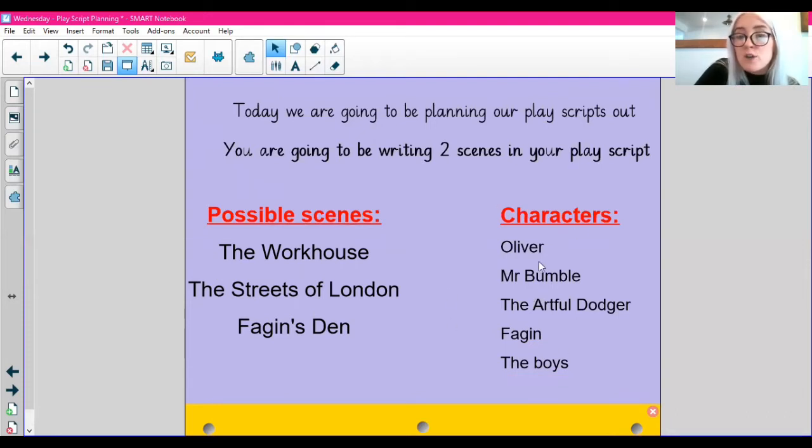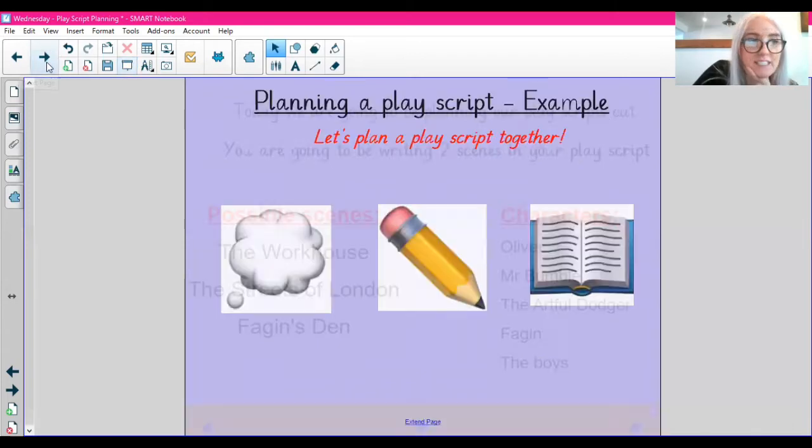Some of the characters you might have in your scenes might be Oliver, Mr. Bumble, the Artful Dodger, Fagin, and the boys. Obviously, depending on what scene it is, will depend on what characters you have. So I'm going to be doing an example play script, choosing some scenes, and then you're going to go off and do your own play script. Okay, so today we're just planning it. Tomorrow we're going to write it, and then on Friday you're going to be acting them out.